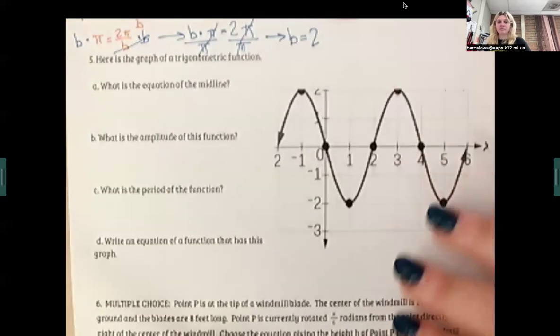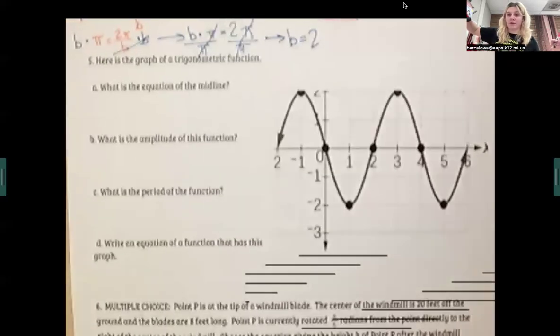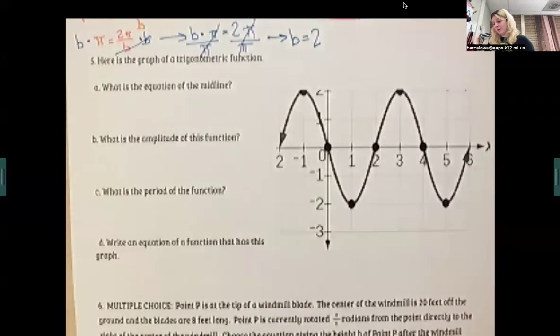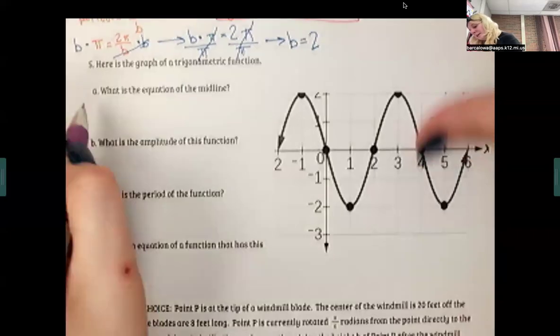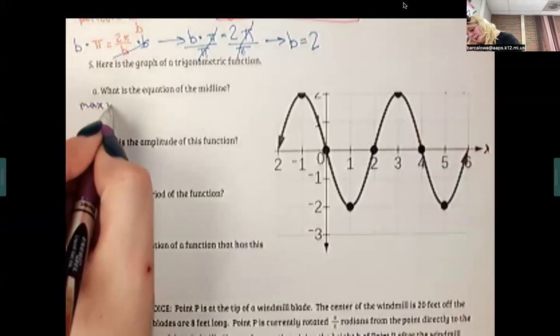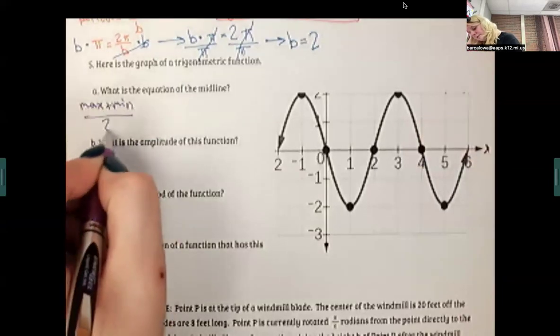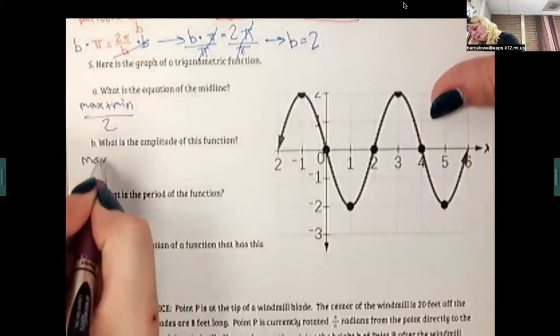Okay? This would be a good time to pause and try this one on your own and then come back and see what I came up with. Okay? Equation of the midline. Max plus min divided by 2. I know my handwriting is not very good. Sorry, you guys.